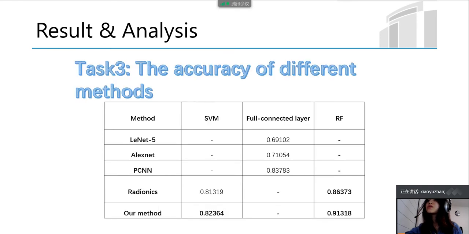The results with different methods are shown in the table. Our hybrid method was the best among the above classification methods with an accuracy of 0.91318. This proves the superiority of the CAD method for CTC images constructed in our paper.